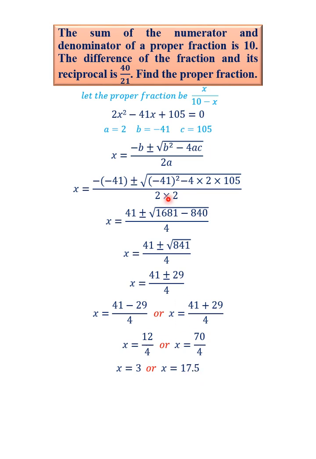But take note, the sum of the numerator and denominator gives 10. This is already more than 10. It means 17.5 cannot be the value of x. So we term this as unsuitable. Therefore, x is equal to 3. If x is 3, it means the proper fraction will be x is 3, 10 minus 3 is 7. That is 3 all over 7. Therefore, the proper fraction we're looking for is equal to 3 all over 7.